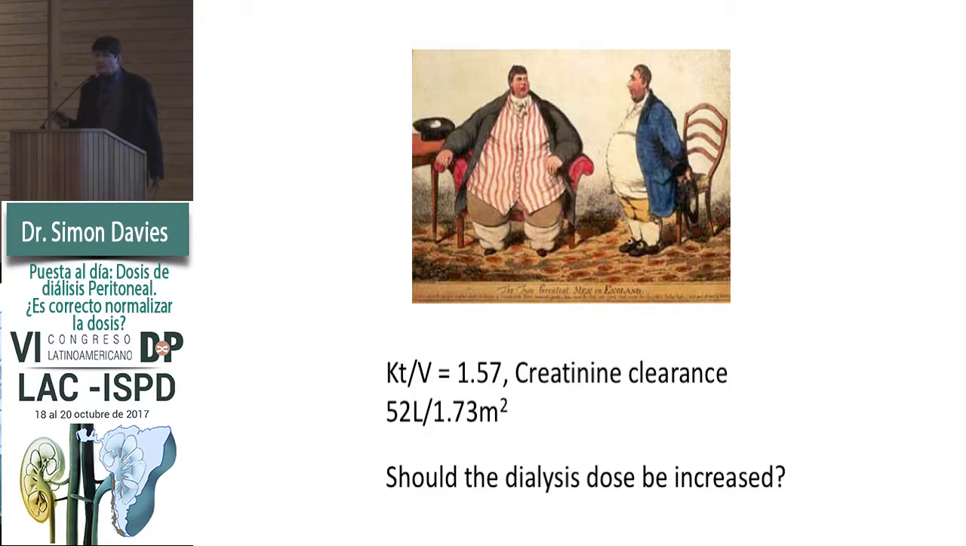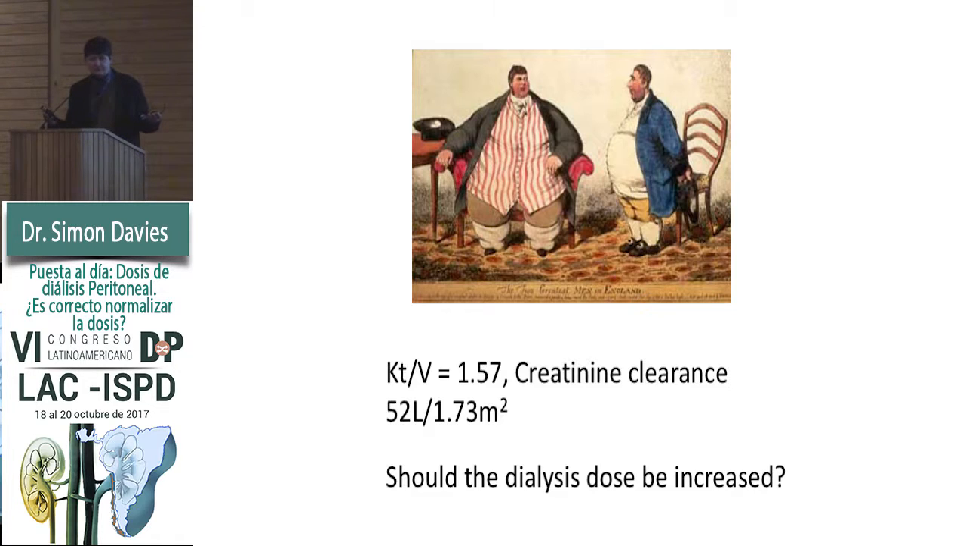Just a couple of examples of what I mean by this. So here is a patient of mine, quite a big patient, as you can see. He has a KT/V of 1.57 and a creatinine clearance of 52 litres per 1.73 meters squared per week. Should I increase the dialysis dose?